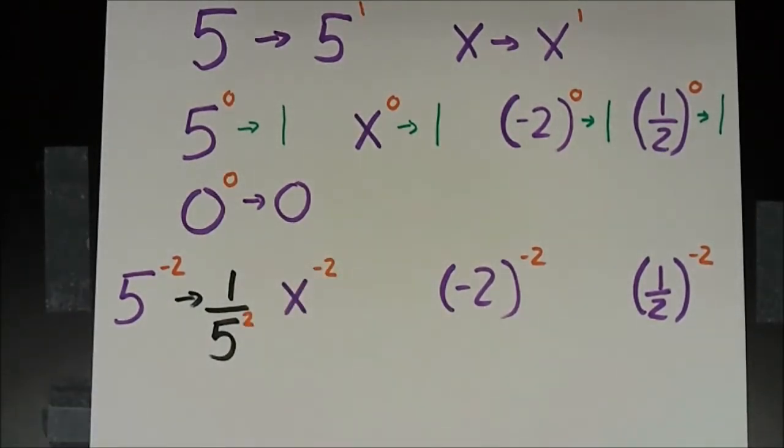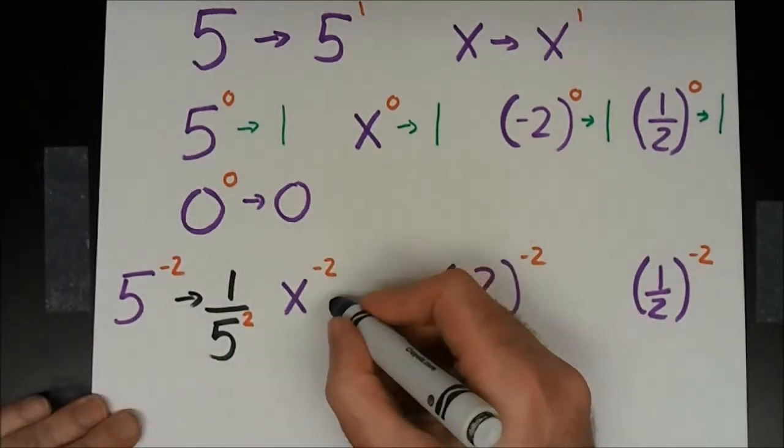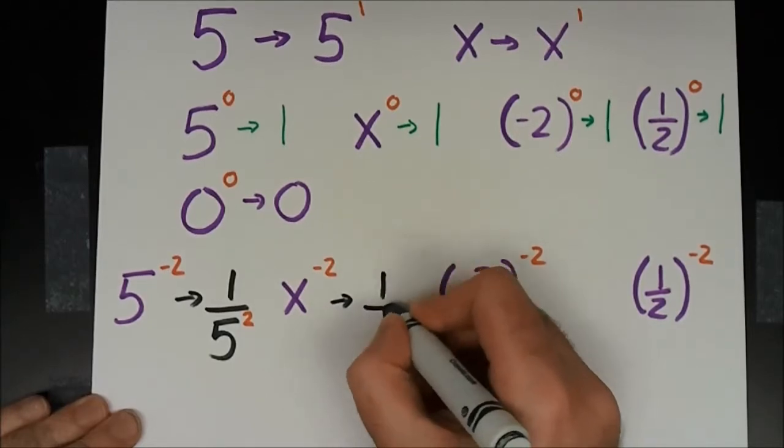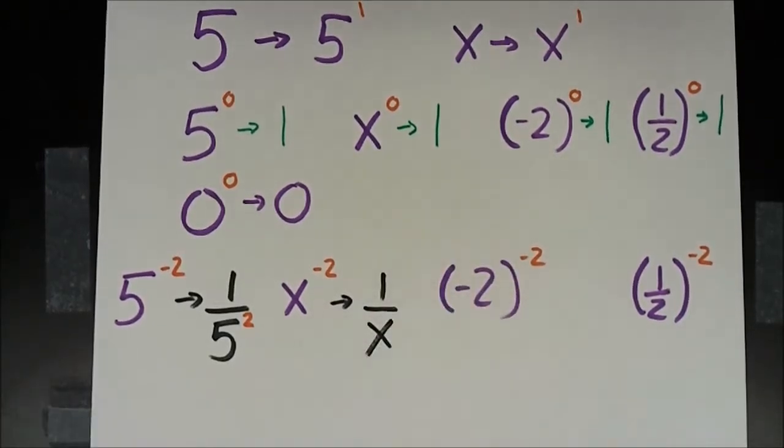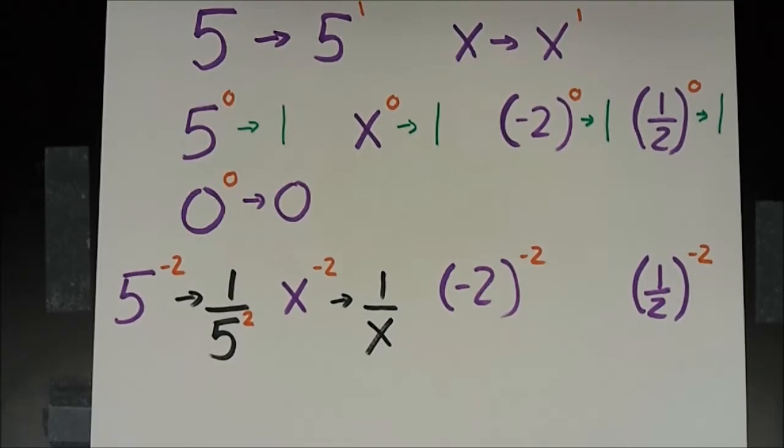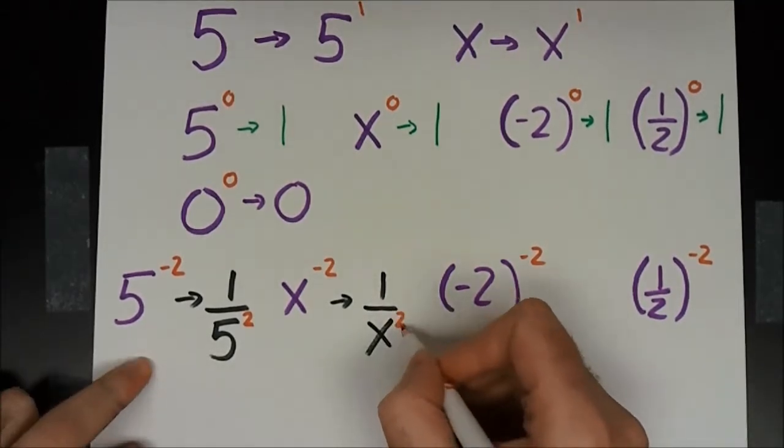That's it. Negative exponents tell you, take whatever base you have and take its inverse. Flip it. The exponent in the process turns positive. Was negative, became positive, and as you flipped, you're done. Here is 1 over x. The exponent sticks around, but now it's positive.